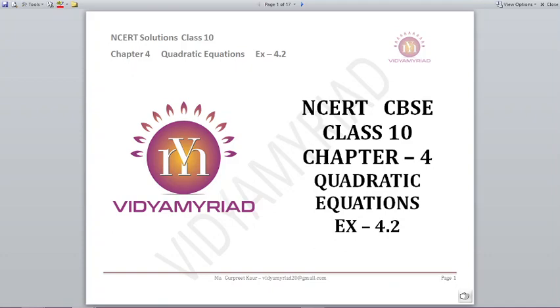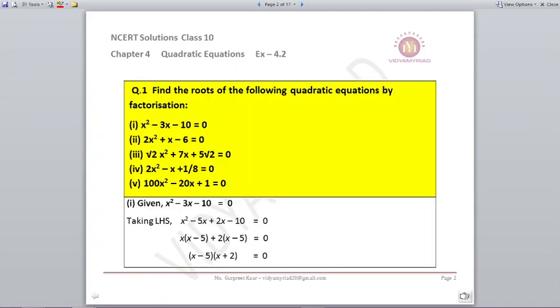This video is made for class 10 on chapter number 4 quadratic equations, and today we are going to do exercise 4.2 from NCERT. Question number 1. Find the roots of the following quadratic equations by factorization.